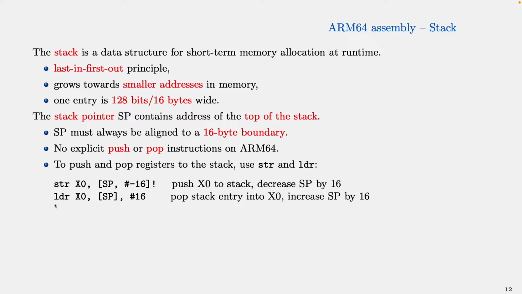And the pop of the stack is as follows. So here we load into register x0 the value that is at the address of the stack pointer. And once we've done that, this third argument indicates that we should increase the stack pointer by 16. So we lower the stack towards higher addresses.